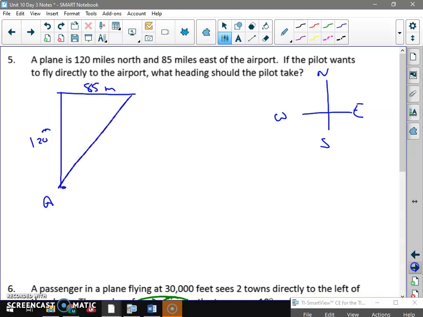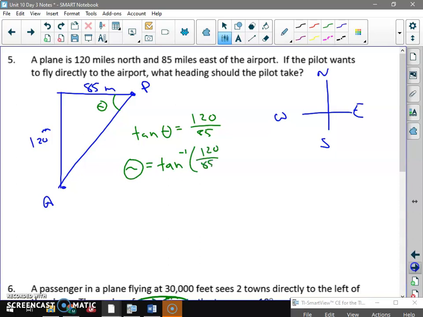And question 1. What if I wanted to fly back to the airport and find its distance? Answer, Pythagorean theorem. But I don't want to find that. I want to find the angle. So I'm first going to find this angle right here. And we say theta equals, 120 is opposite, 85 is adjacent, so it's tan. Tan theta equals 120 over 85. Whole unit on trig inverse functions is all about this. Finding angles. Tan inverse 120 over 85. Theta equals 54.7 degrees.